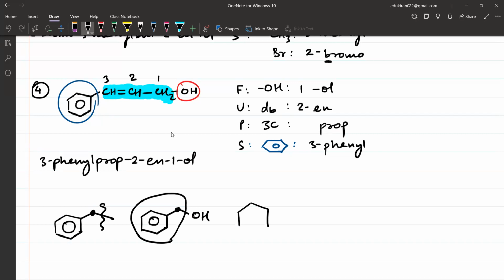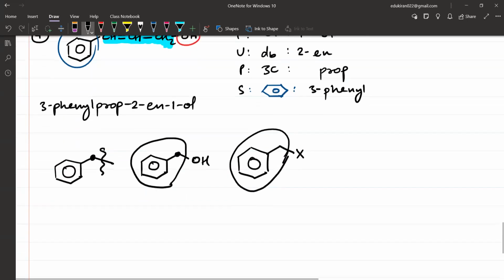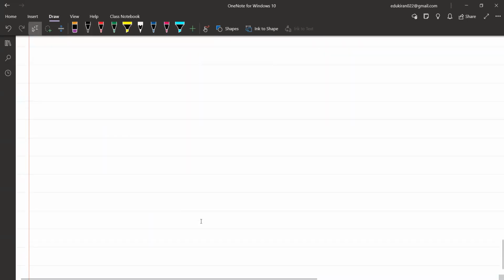If you remember benzyl halide, then what is benzyl halide? Benzene ring attached to a carbon atom, which is attached to a halogen atom. So this part is benzyl, not benzene. Okay, sir. Done? Yes, sir. Now we also have ethers in this particular chapter, so you'll also see one question on ethers.